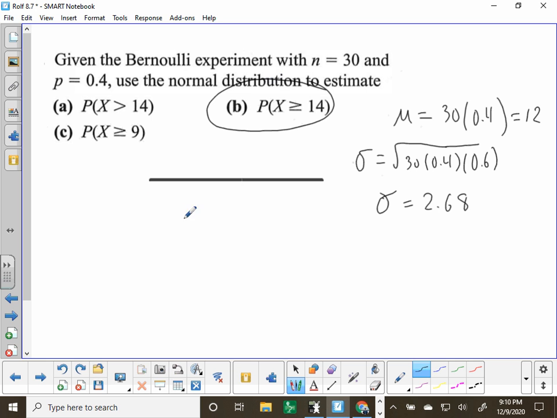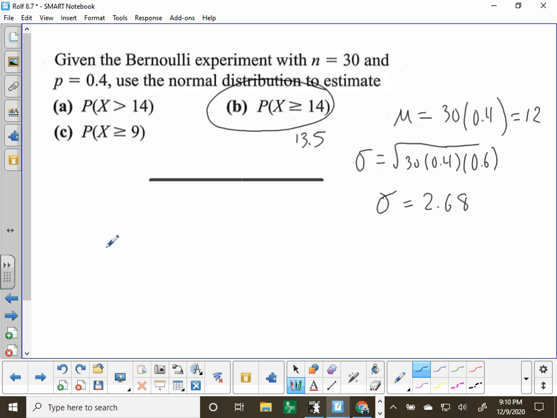Or equal to 14. So since it's that, I need to go below it. So I'm really doing 13.5. So 14.5 would not be it. It has to be equal to, so I have to go underneath the 14 and do the 13.5.